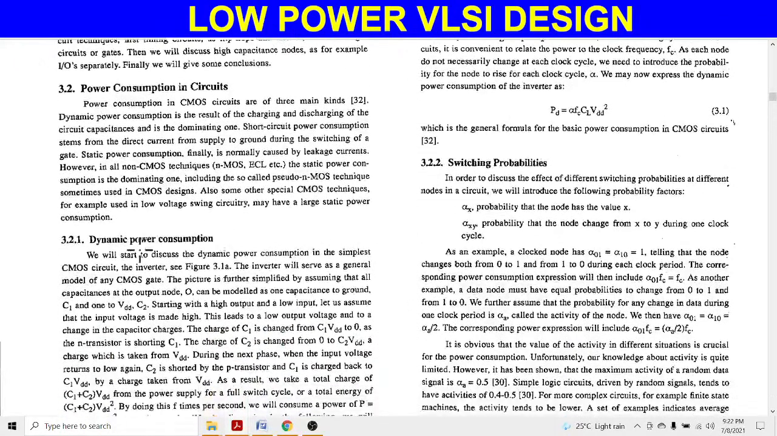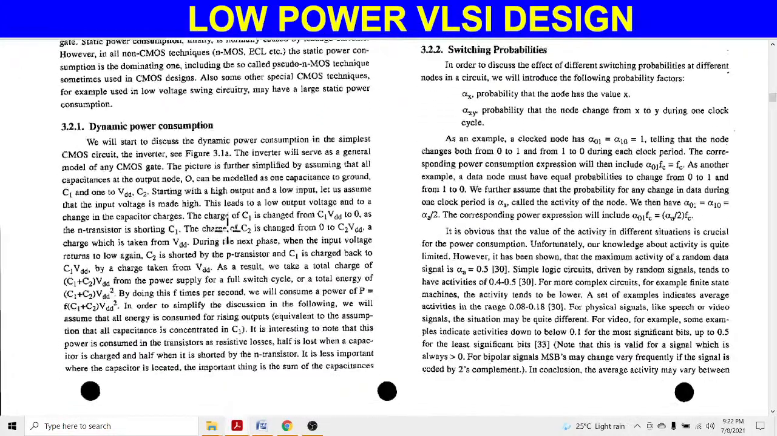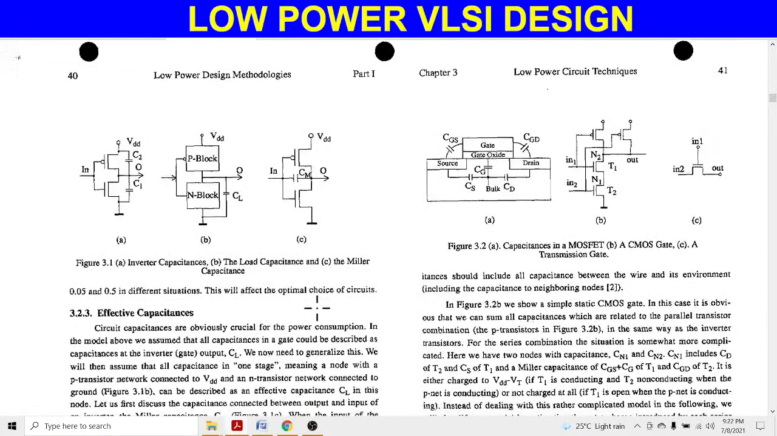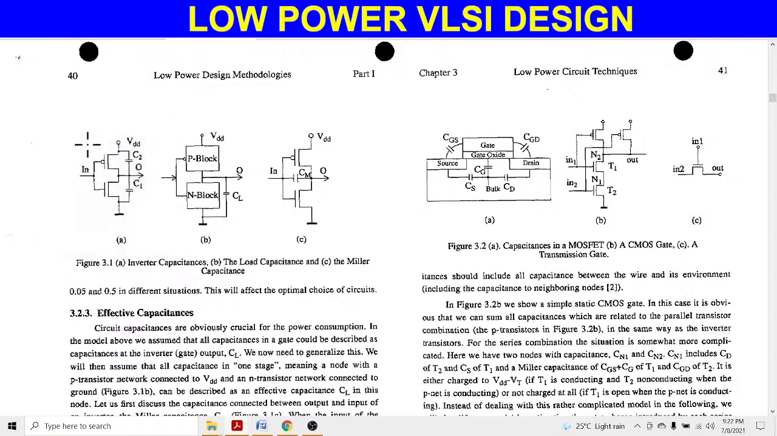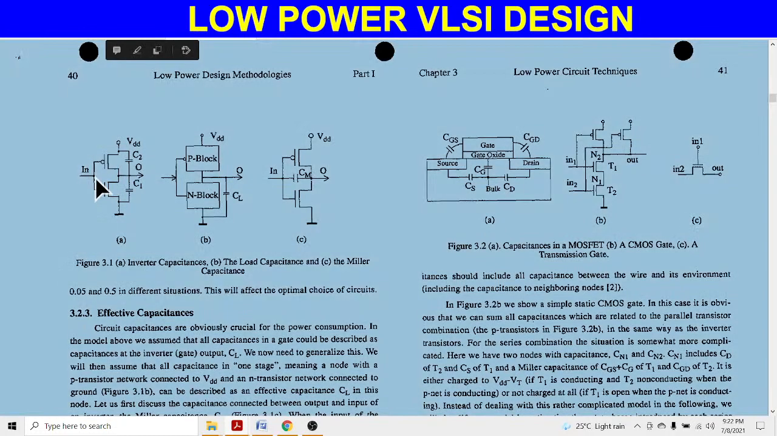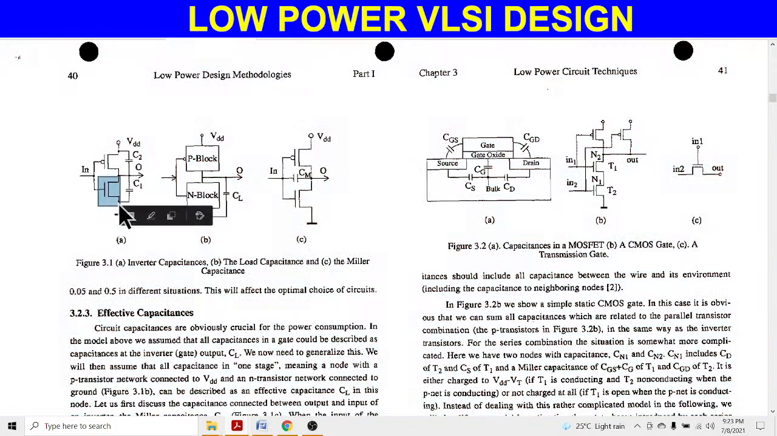The first one is dynamic power dissipation. We start the explanation of dynamic power dissipation by taking this first diagram. This diagram represents an inverter circuit using CMOS technology. In this CMOS technology, we connect a pull-up network and a pull-down network. The pull-up is made with PMOS and the pull-down is made with NMOS.